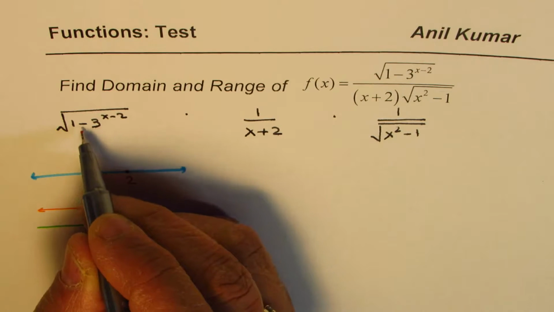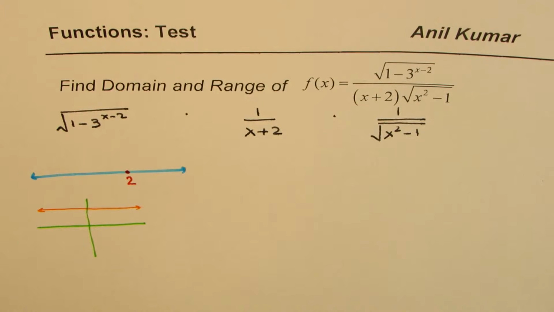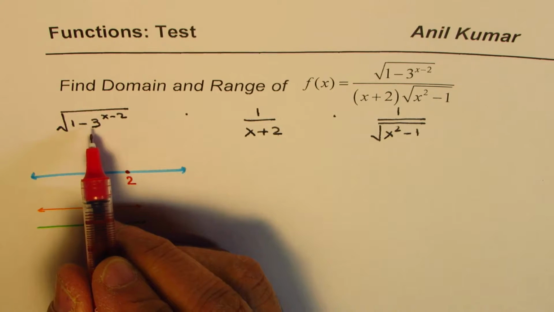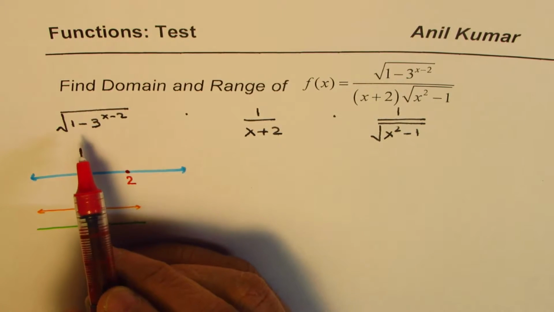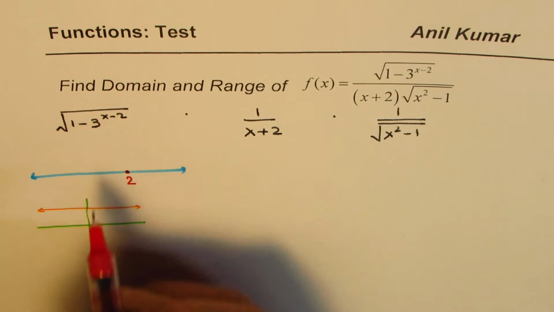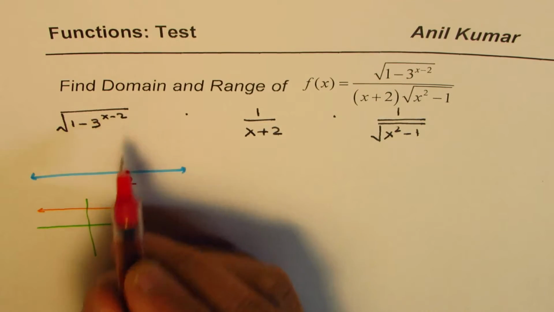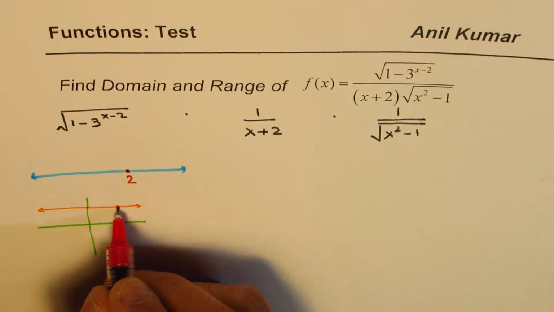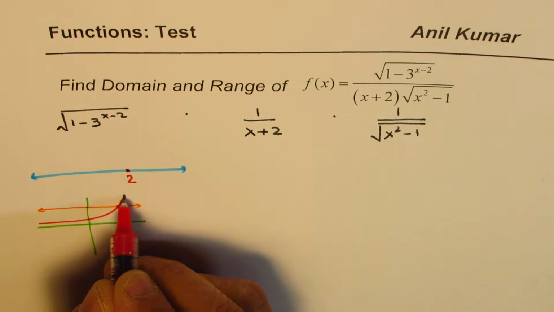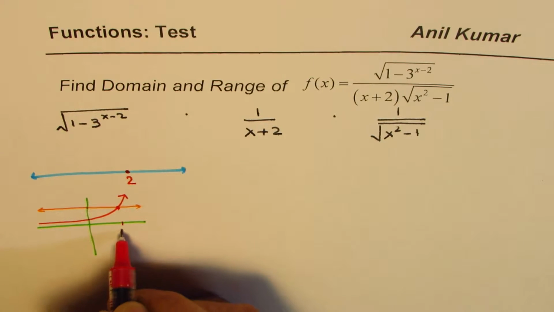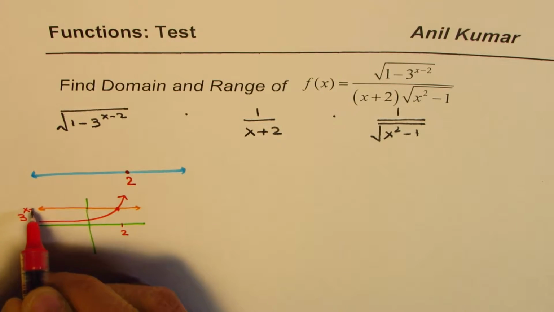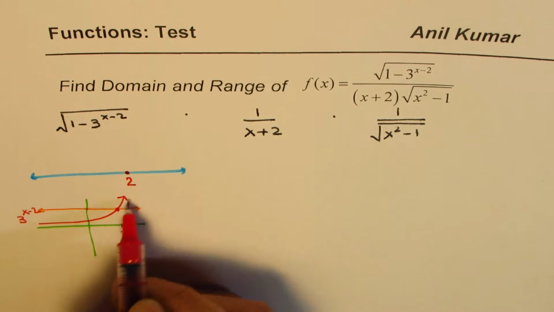And we have to take away from this function, let me put it in red, 3^(x-2). It's an exponential function which has been moved 2 units to the right. So the base exponential function has been shifted 2 units to the right, and that function will look something like this. This point is at 2, right? The red one is 3^(x-2) for us.